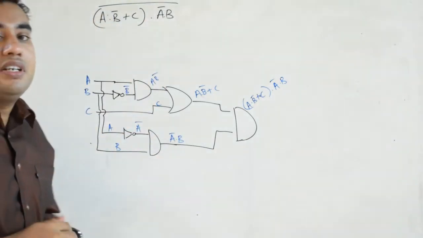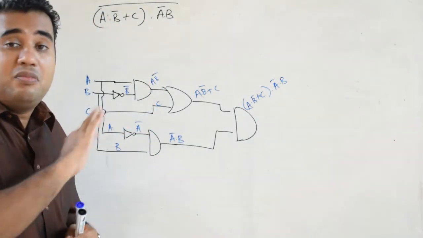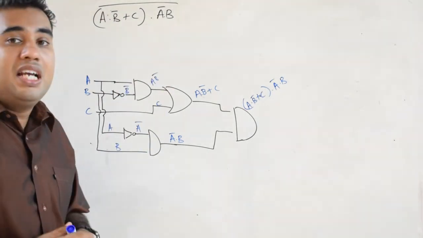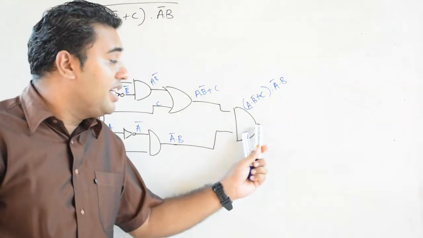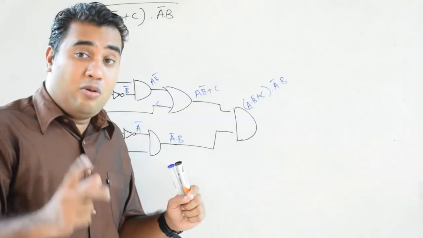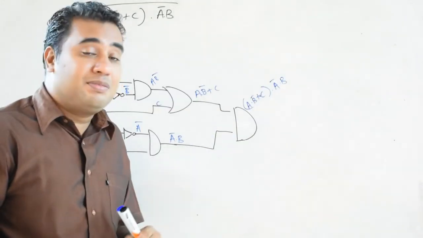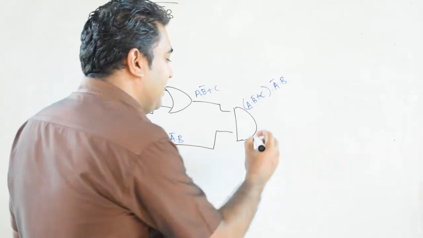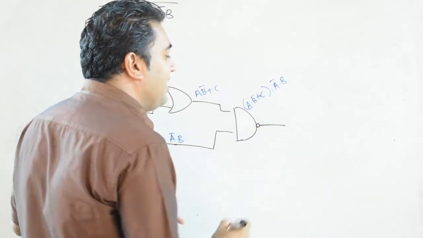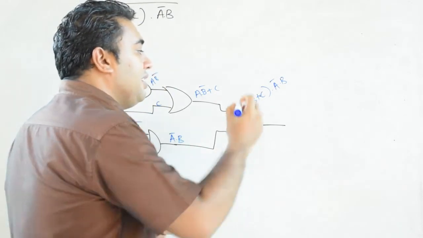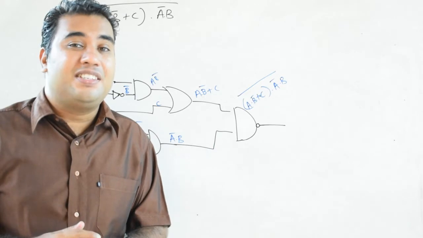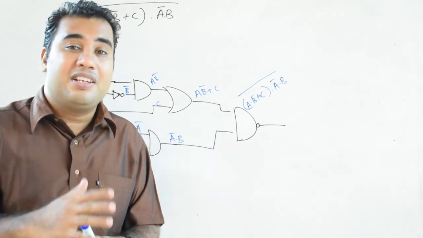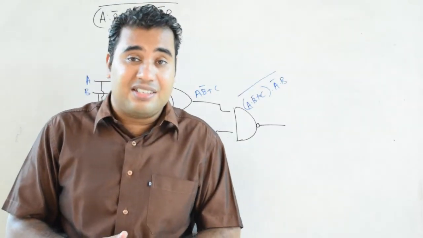So what do we have here? We have a bar over this expression. That can be obtained just by putting a NOT gate after this. Or you can simply use a NAND gate in place of the AND gate. If we put a NAND here, we will simply obtain this. That is how we create logical circuits according to a given logical expression, and that's what we learned in this lesson.